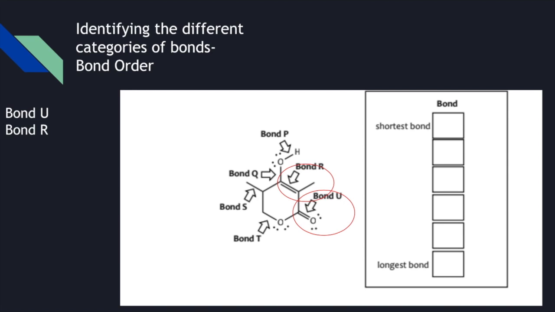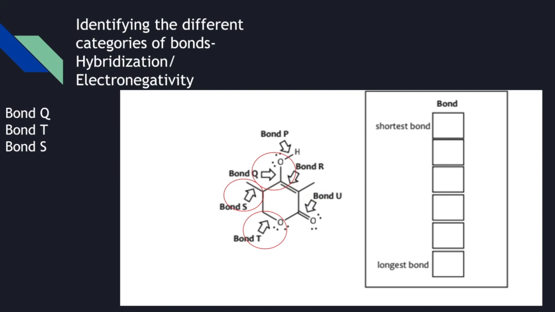double and single bonds. Bond U and R both involve double bonds. In determining which of the double bonds is the shortest, we must thus look at the electronegativity of the atoms involved in the double bond. Bond U is shorter because it has more electronegative atom involved in the double bond, compared to bond R, which involves 2 carbon atoms. Oxygen is more electronegative than carbon. After that, since the rest of the bonds left are single bonds, we must now look at the electronegativity and hybridization of the remaining bonds.